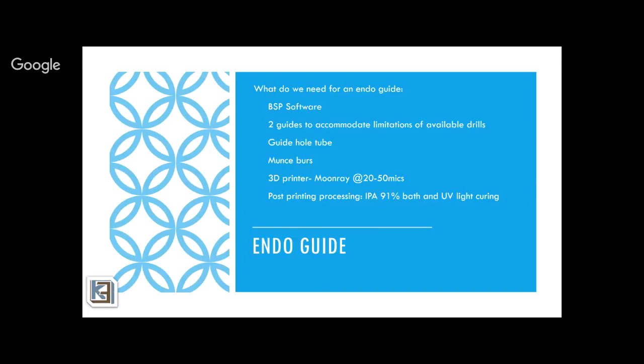You would need, with the current system or the current settings and available drills on the market, unfortunately, to create 2 guides to accommodate the limitations of the available drills. And the available drills are called Muntz burrs. Not many general dentists are familiar with them. They're usually used in endodontics, and I will show you a picture of them and explain how we plan for it using these burrs. You need a guide with a guide hole tube that will accommodate these burrs.